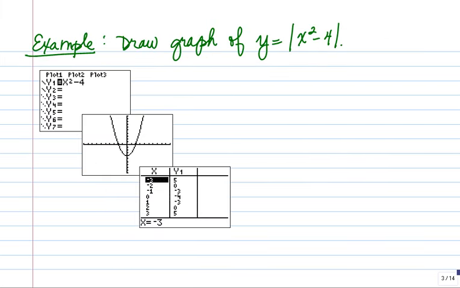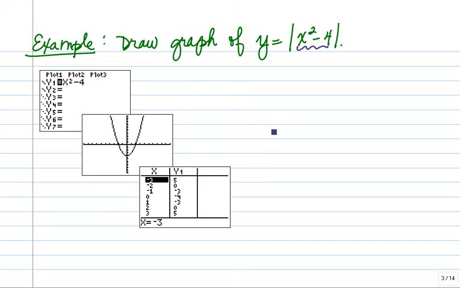So let's look at an example of how we can draw the graph of y is equal to the absolute value of x squared minus 4. One way that you can start is to look at what the graph of x squared minus 4 looks like, and then let's get the absolute value of that. Let's do it by hand, and then I'm going to show you how the calculator can help you. So let's just say that you were given this even on a test. Here's a graph of y is equal to x squared minus 4.